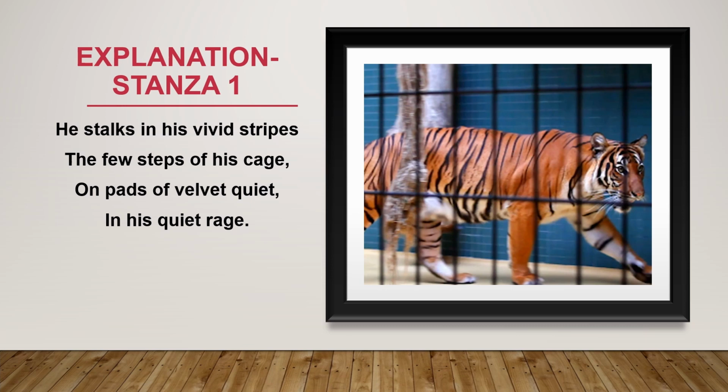In spite of all his strength, he now lies behind the bars imprisoned, and the caged tiger is for sure angry. He is full of anger and rage, but is quiet because he knows that he is helpless there and is not free. He can take only a few steps because of the limited space available to him.